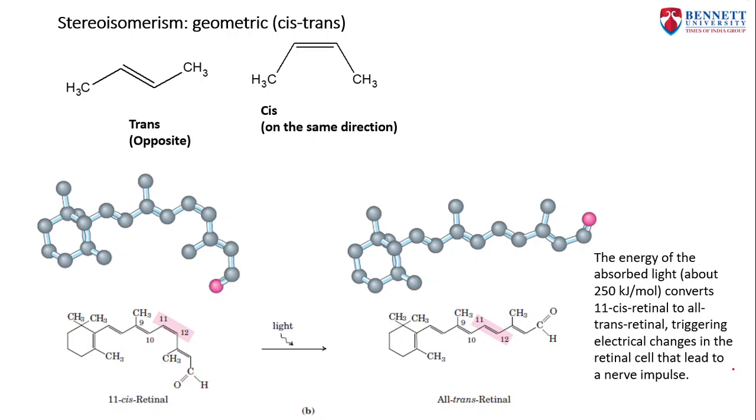So first, let's discuss the geometric stereoisomerization, or more commonly called cis-trans isomerization. So cis-trans isomerization is something you may know from your +2. If you have a double bond, for example, and the groups are oppositely placed with respect to the double bond, this is called trans. If they are placed on the same side of the double bond, that is called cis.